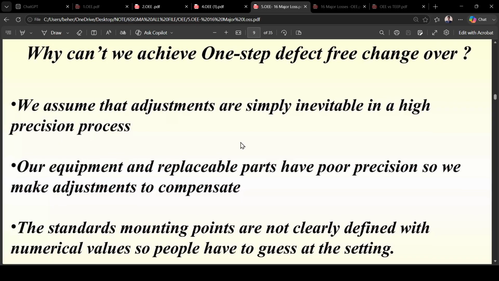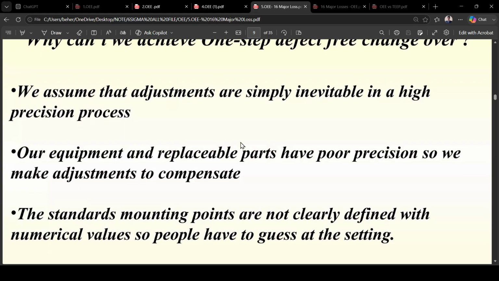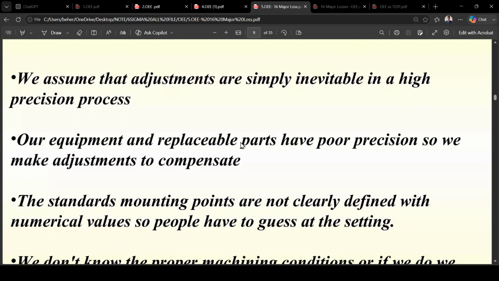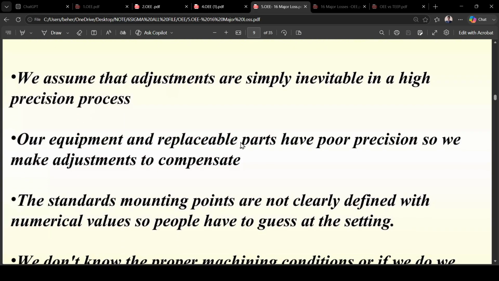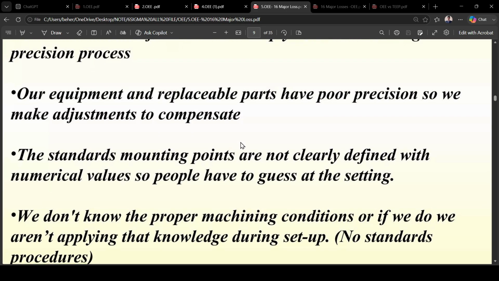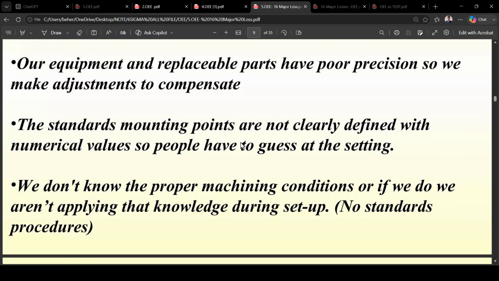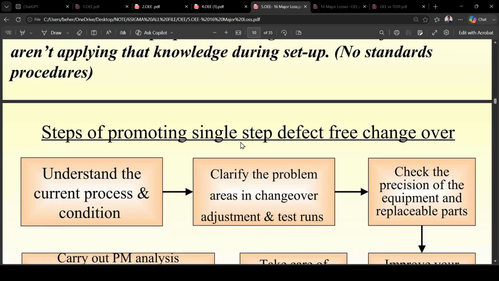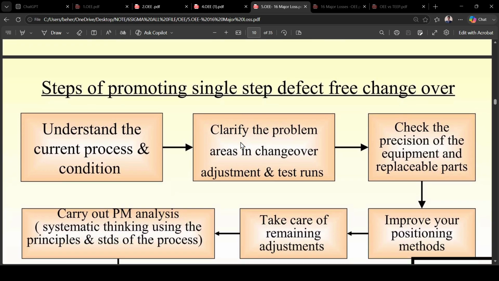Then, why can't we achieve one-step defect-free changeover? We assume that adjustments are simply required in a high precision process. Our implements and replaceable parts are of poor precision, so we make adjustments to compensate. The standard mounting points are not clearly defined with a numerical value. So you can read it one by one.